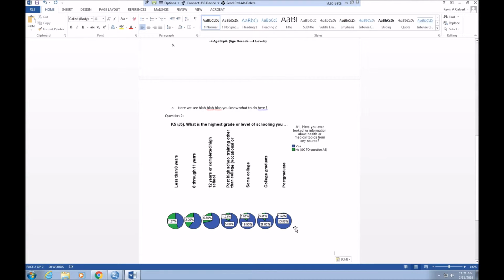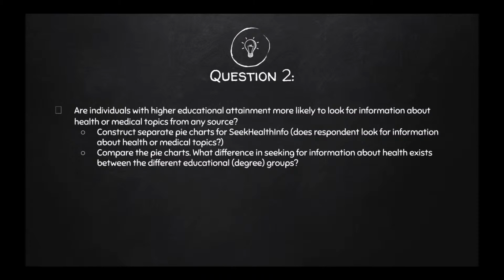Copy and paste. But the other part of this question is we have to compare the pie charts. What difference in seeking for information and health exists between the different educational groups? Basically they want you to do an analysis of what you see in those pie charts.